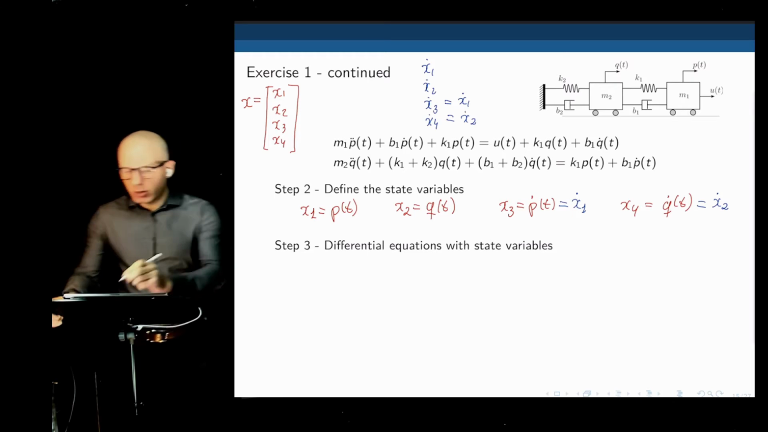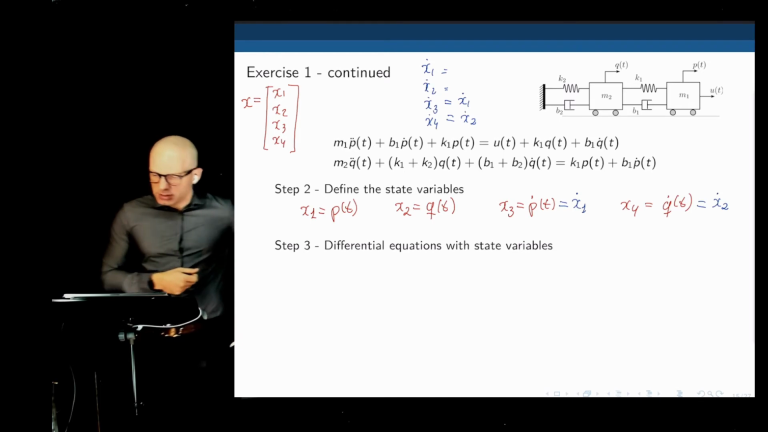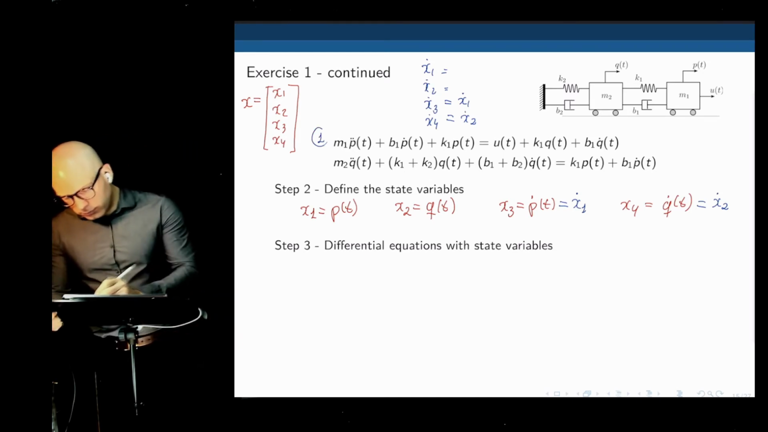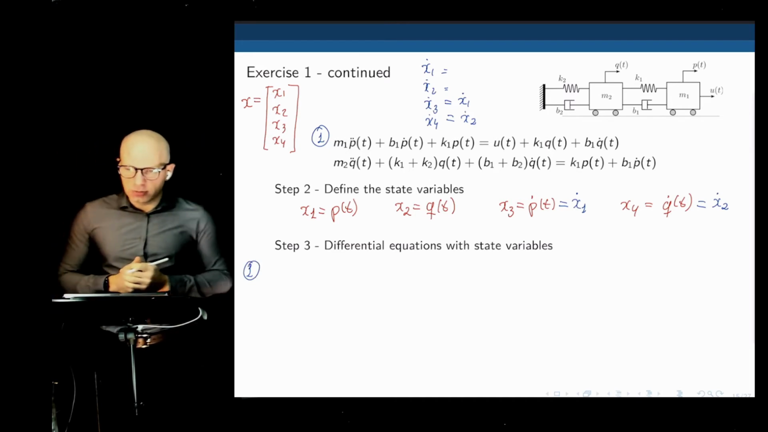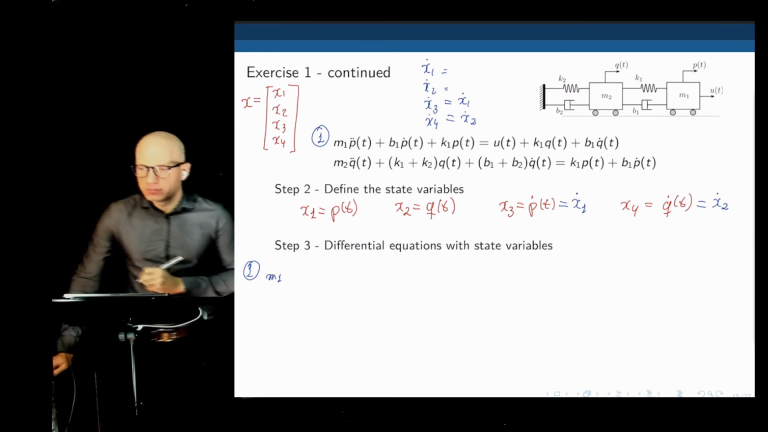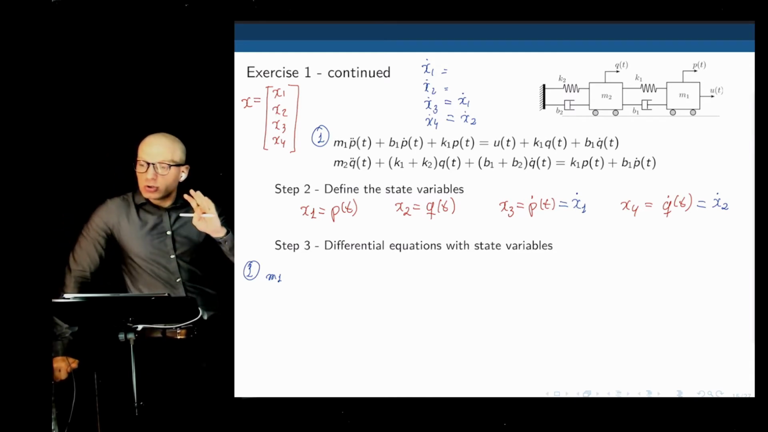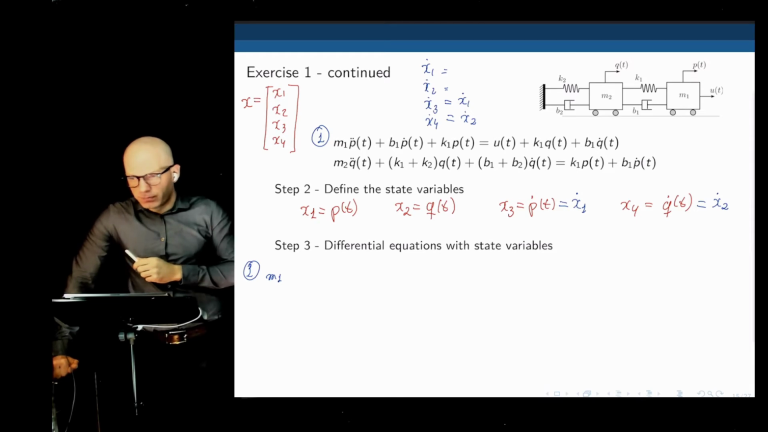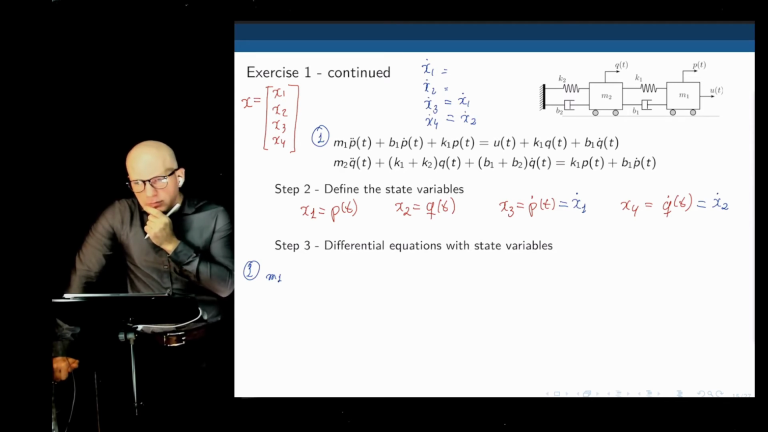What do we do with the other two? Well, now we need to use the equations we established to determine them. So let's take the first equation, equation 1, and rewrite it as a function of these state variables. So m1 remains m1. What is p double dot as a function of the states? Remember that we always want to go with the lowest derivative possible. So how would you do that for p double dot? x3 dot. x3 dot works.